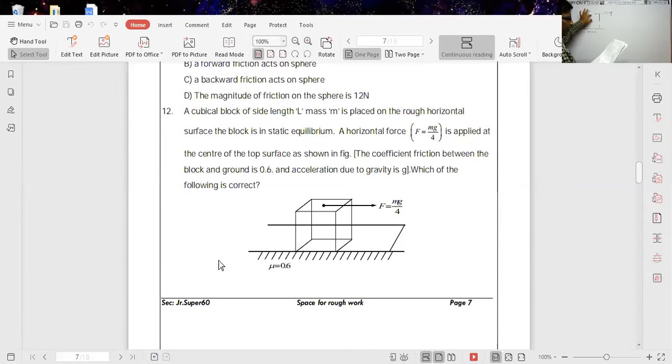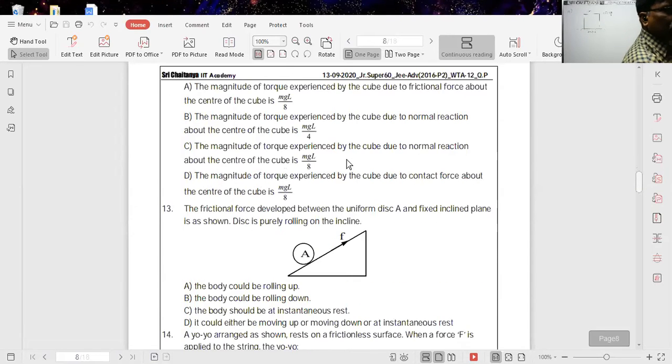The coefficient of friction is given. The acceleration due to gravity is g. Which of the following is correct? Okay, we have to check one by one. First option: the magnitude of torque experienced by the cube due to frictional force about the center of the cube is mgL/8. Then the magnitude of torque experienced by the cube due to normal reaction about the center of the cube, and due to contact force. Different cases are given, we have to find one by one.